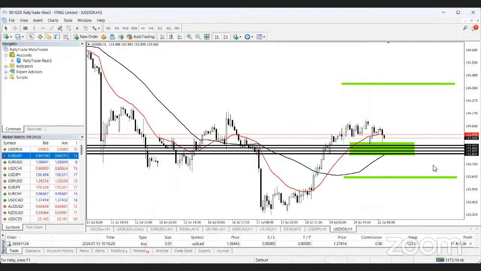Now, when it tests it, it either fails or succeeds. If it succeeds, the price will go up. If it fails, the price will drop. Now, you are banking on the success. If you succeed, you will make money. If you fail, you lose money. And that's why you have a stop loss somewhere around there.